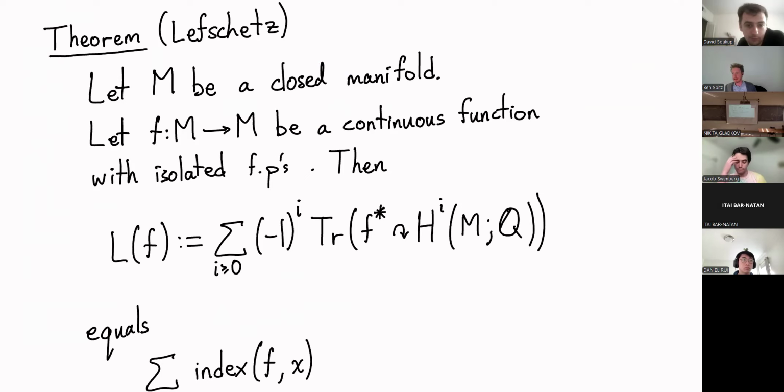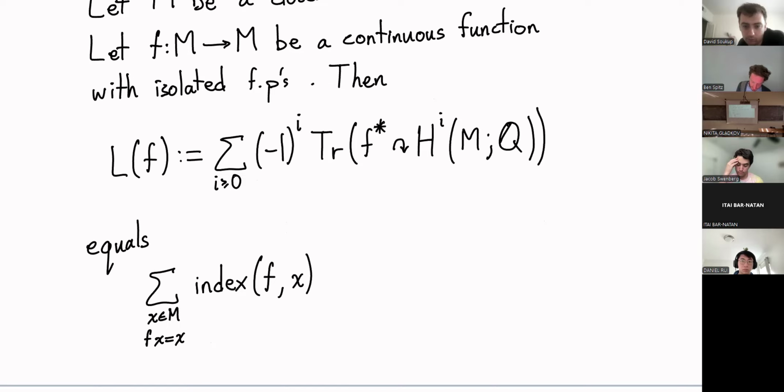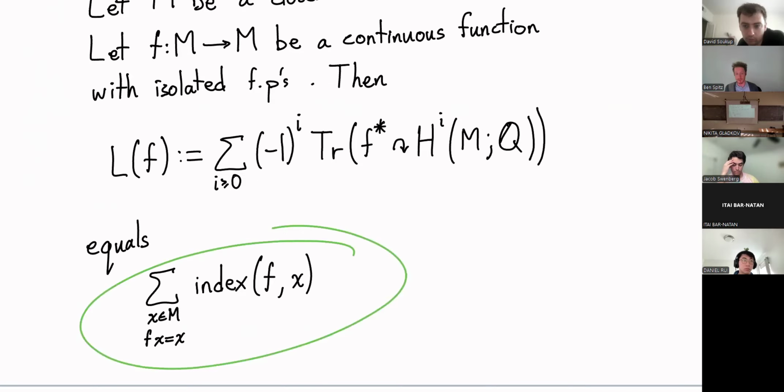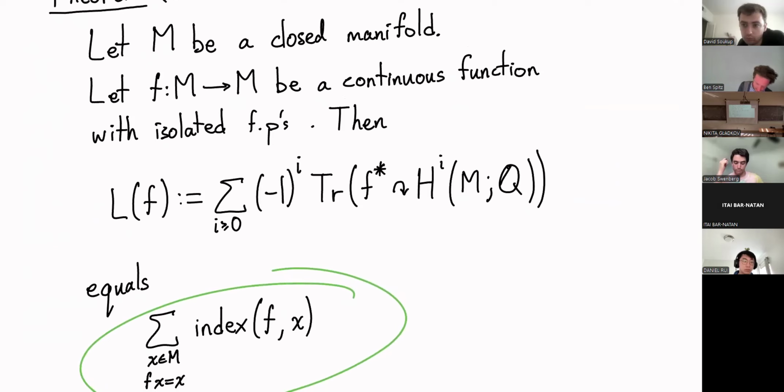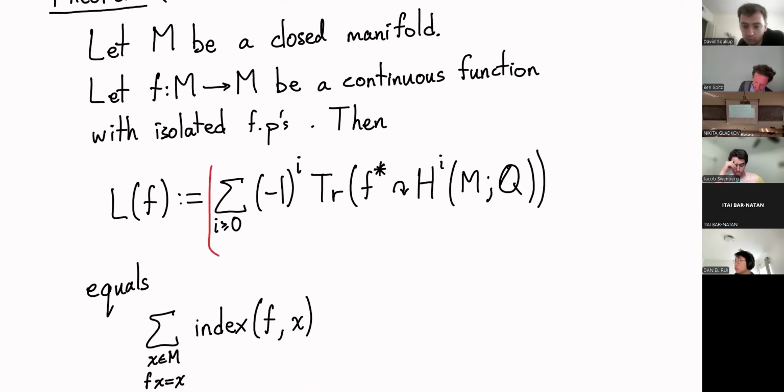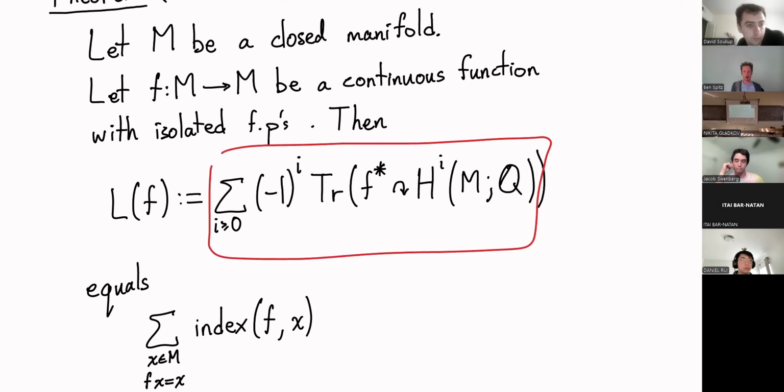If your function has isolated fixed points, so let's say a finite number of fixed points, then adding up the indices of those fixed points is equivalent to computing this alternating sum of traces of the action of your map on the cohomology groups of your manifold with coefficients in Q. So that last part was a mouthful.